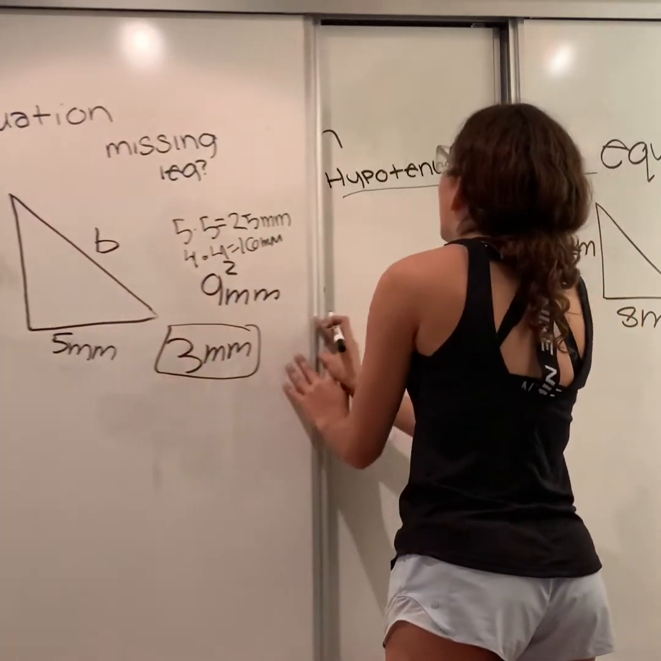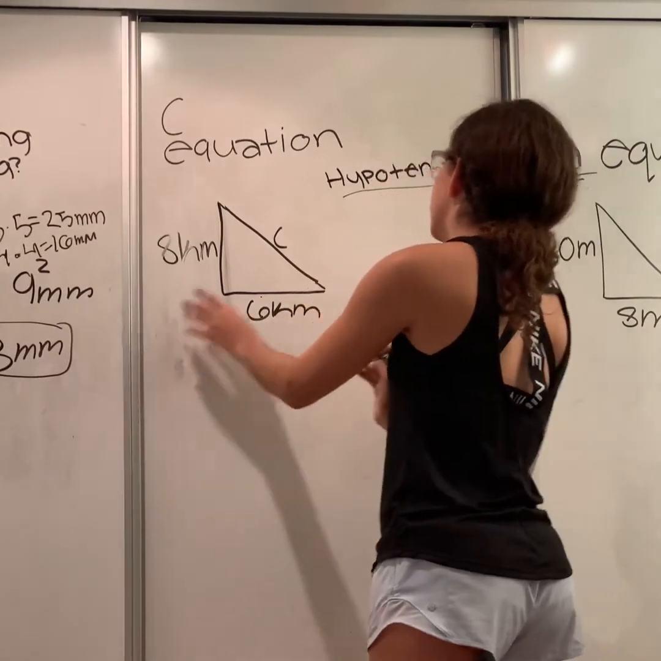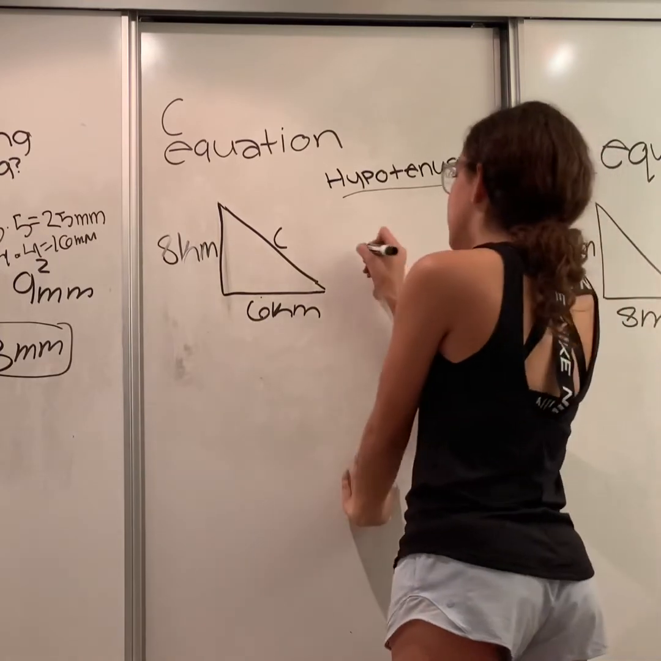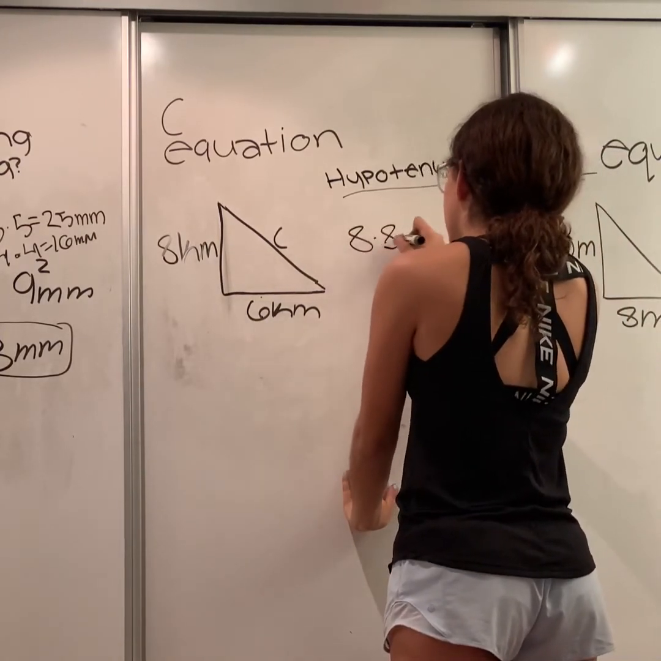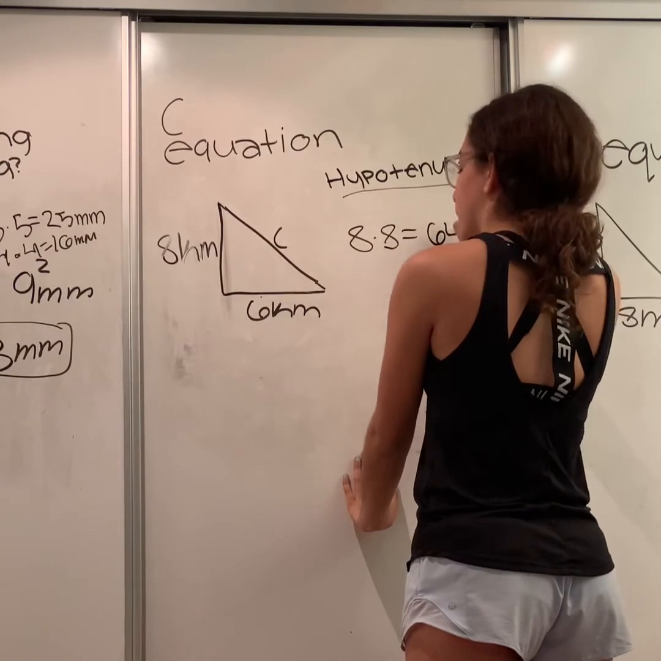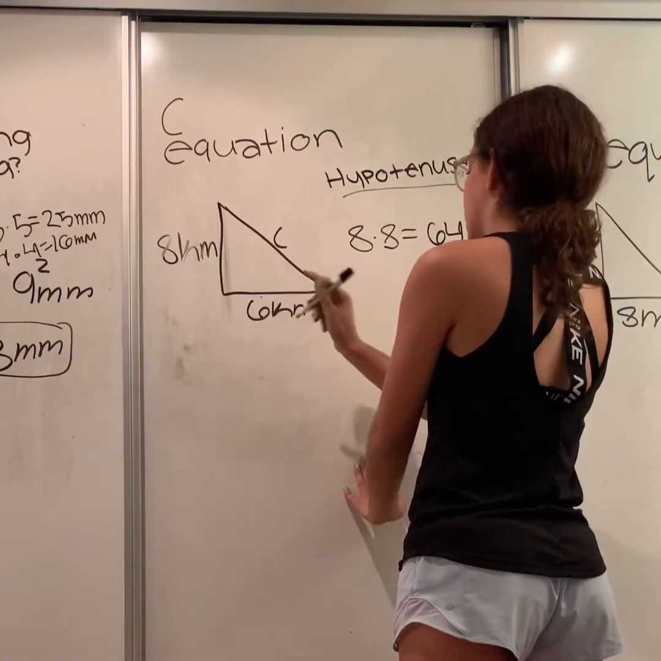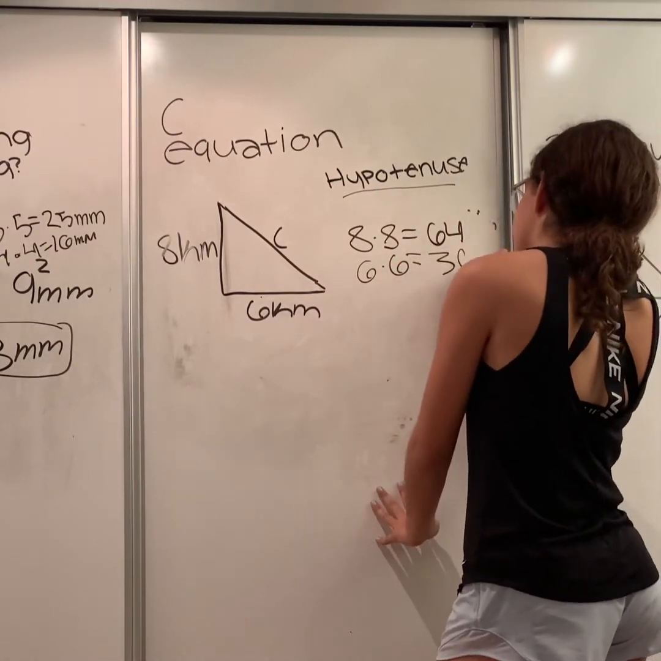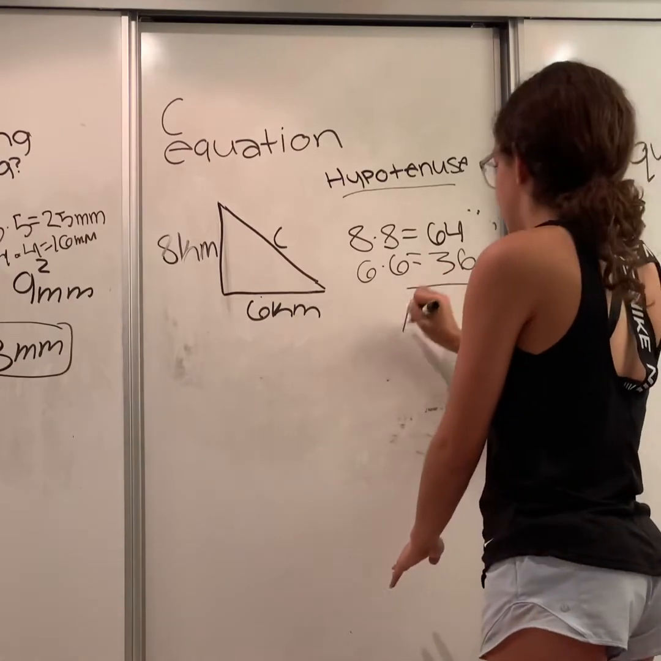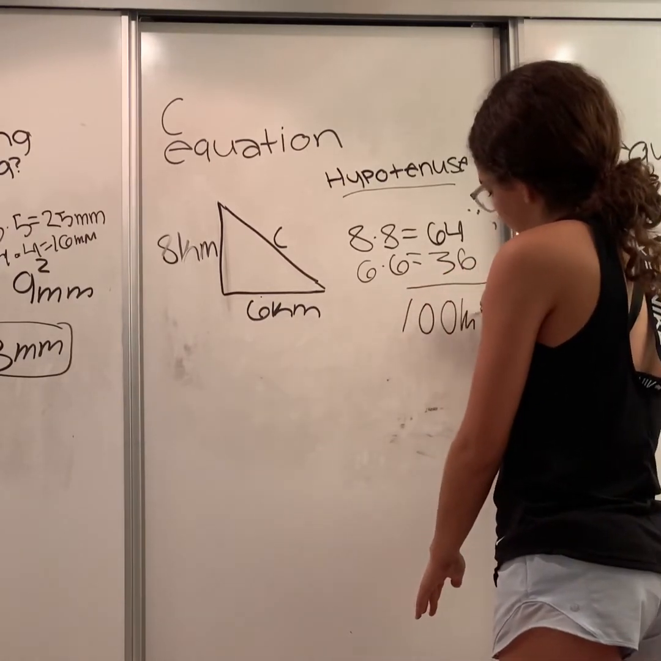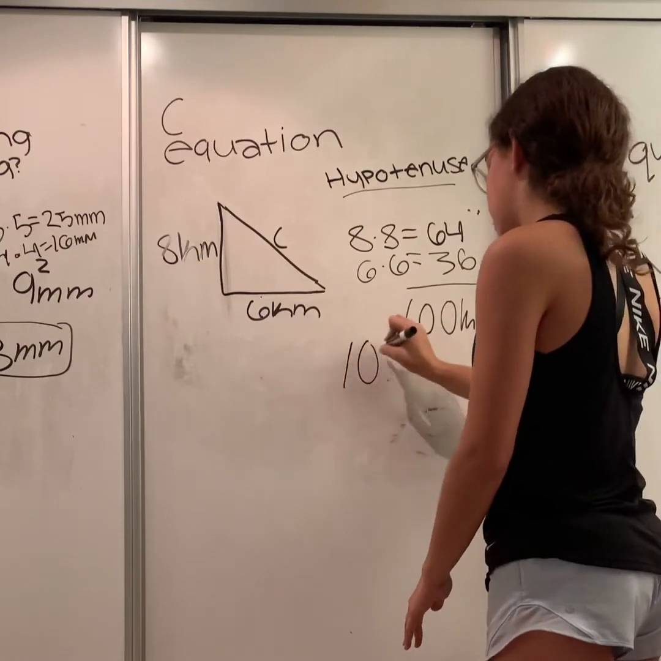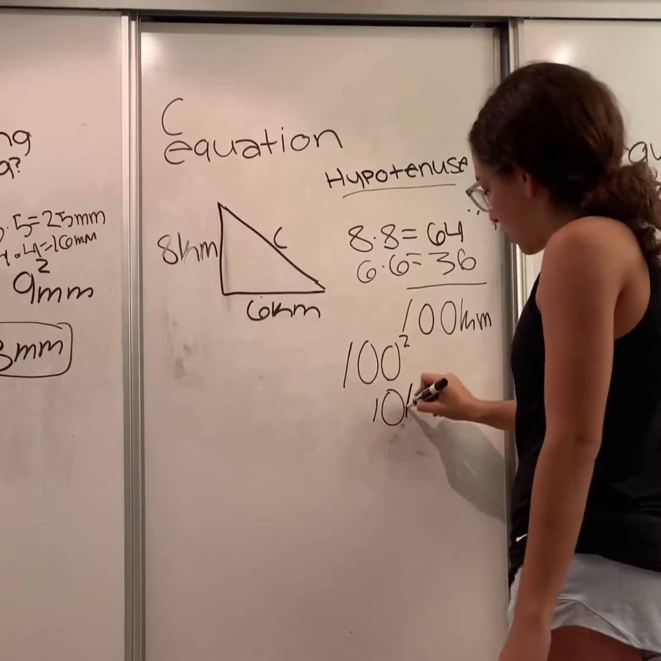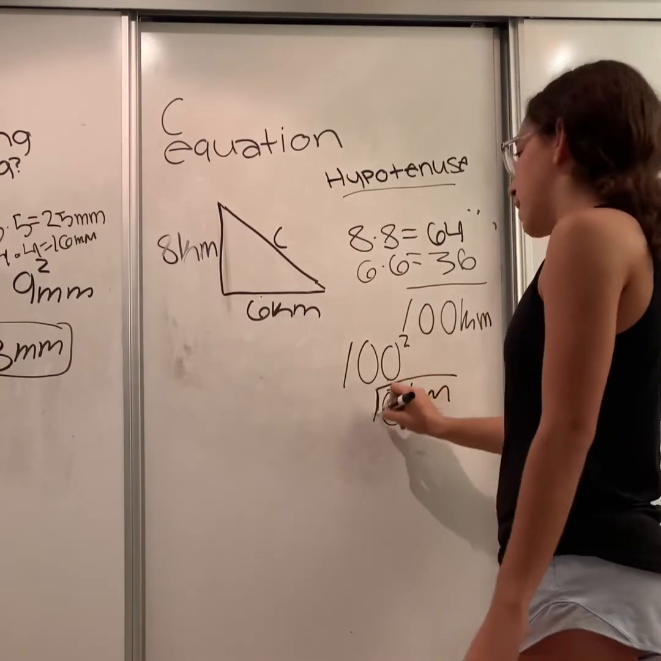Next up, we have a C equation, and for the C equations we're going to be adding and finding our hypotenuse. So the first thing that we can do is take our biggest number, multiply that by itself to get 64. Next thing we do is take our 6, multiply that by itself to get 36. This is where our addition comes in, and we get 100 kilometers. Now we have to square root that in order to find our answer, and we get 10 kilometers as our hypotenuse.